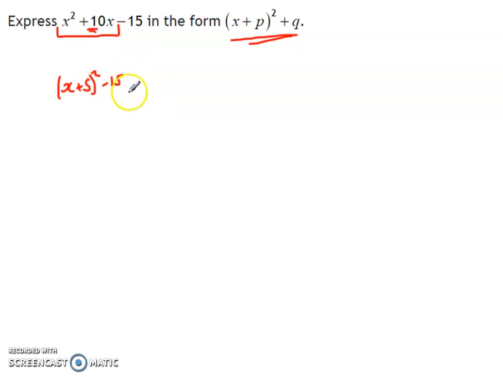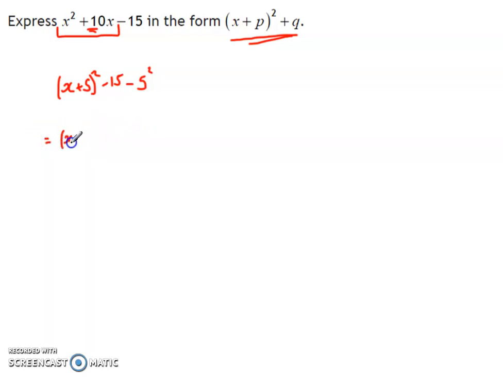Now, the issue here is, if I were to multiply out this bracket, I'd end up with an extra plus 5 squared coming out of it. So what you have to do is do what we call the correction factor, which is then take away this number in here squared. So it would be take away 5 squared. And what that will do is it will cancel out anything extra that comes out of the bracket, and it will leave us with the expression we want.